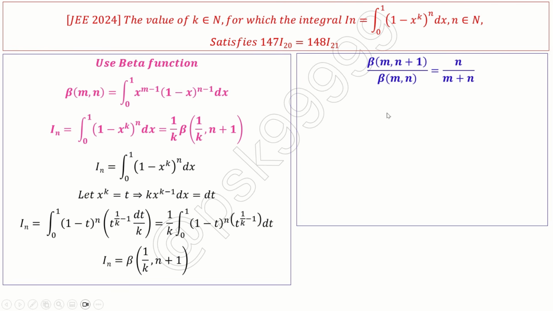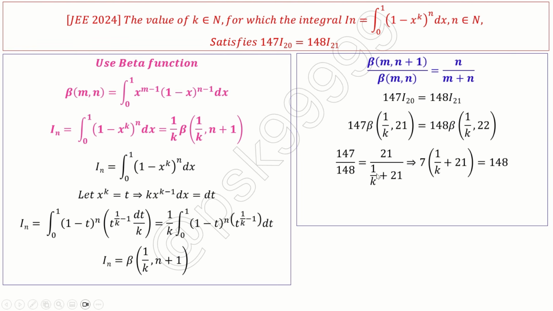So now 147 I20 by 148 I21 is nothing but 147 beta of 1 by k comma 21, 148 beta of 1 by k comma 22. Now I apply this one, so 147 by 148 will become 21 by 1 by k plus 21, which means 7 times 1 by k plus 21 is 148, or you solve it, you will get k equal to 7.